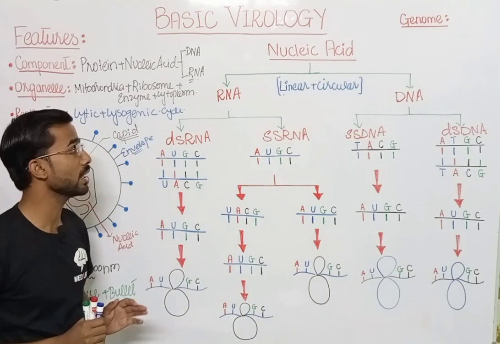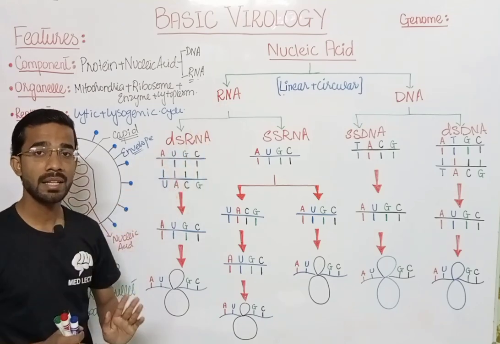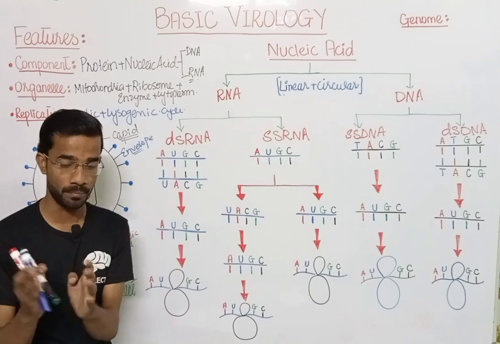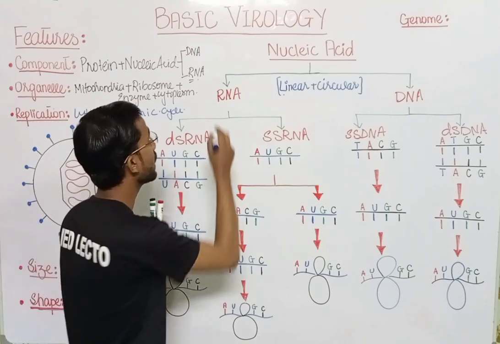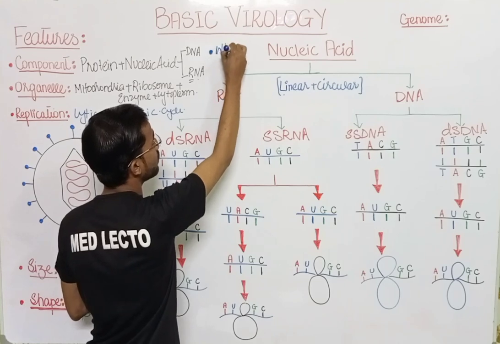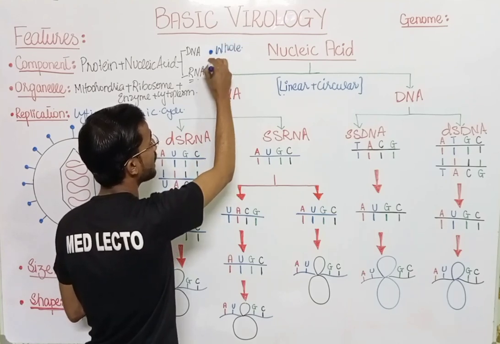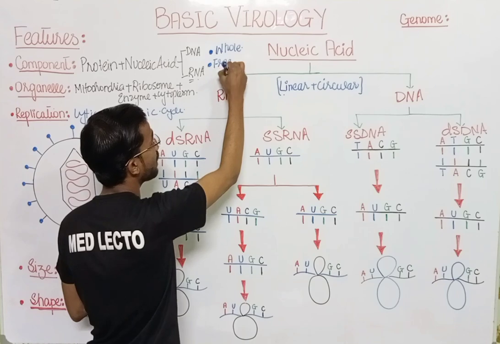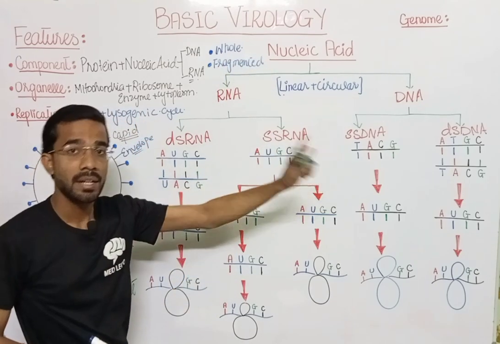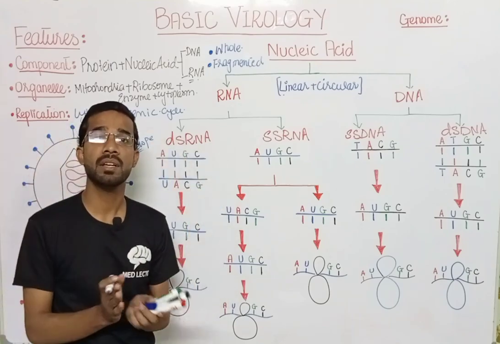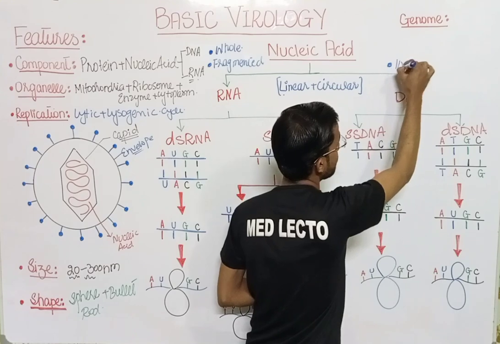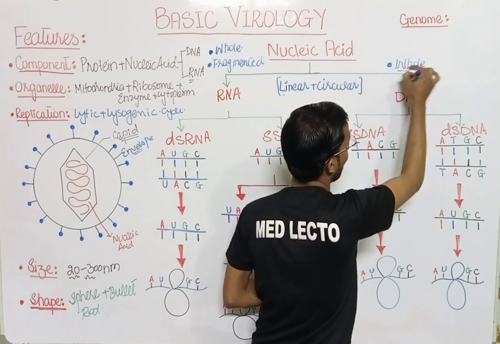Second thing, the RNA can exist as a whole, single form, or in a fragmented form. But the DNA will only exist as a single one. So this point is very important. This can exist as a whole.